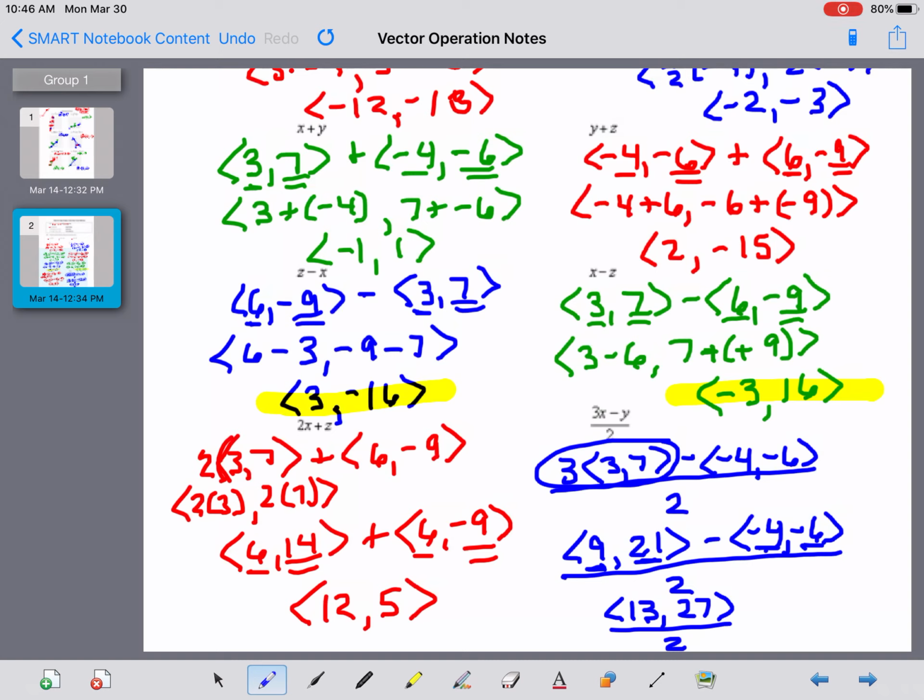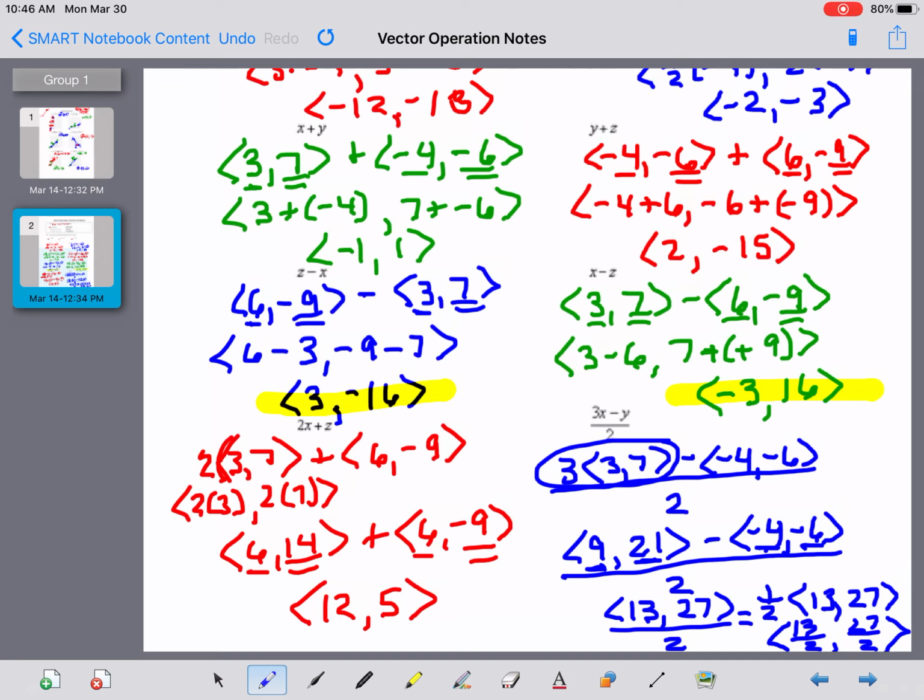I can also think of that as 1/2 times the 13, 27 vector. And that's a scalar, and I can go ahead and distribute that through. We have two options. You can make them decimals, you can make them fractions. I'm just going to leave it 13 over 2 and 27 over 2. And there's my final and resultant vector on that one.